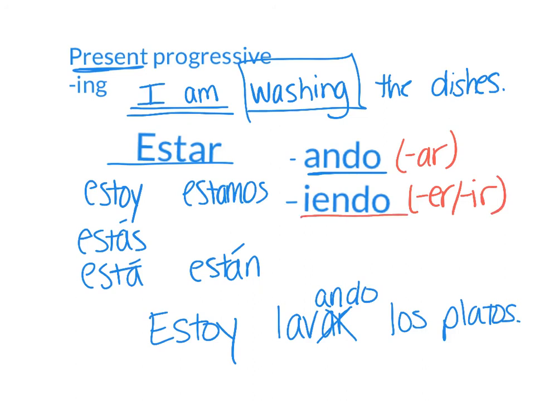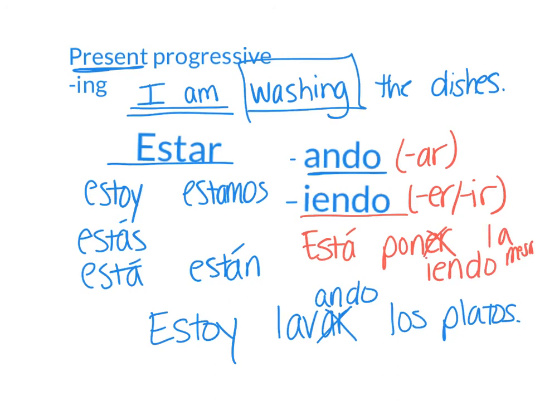So another example could be, he is setting the table. If he is doing it, I would use está for he is. To set is poner, so again, if I drop my ER, poniendo la mesa. Okay, so again, you can go back to session 9 and you can use today's notes and go ahead and work on that present progressive.